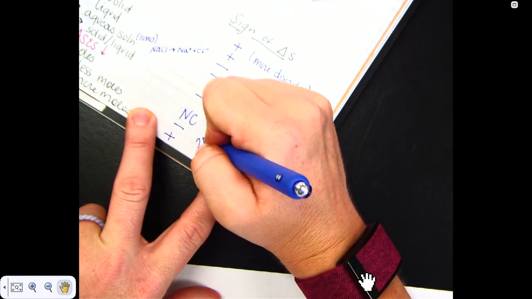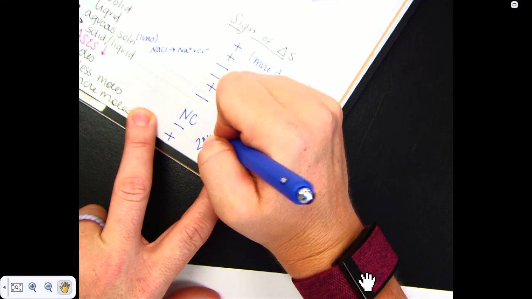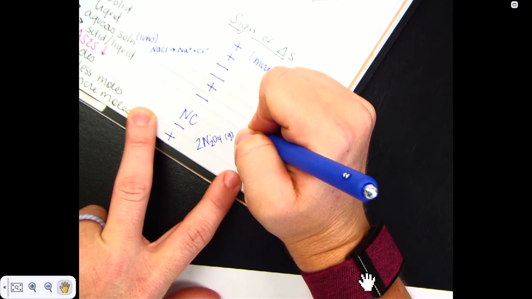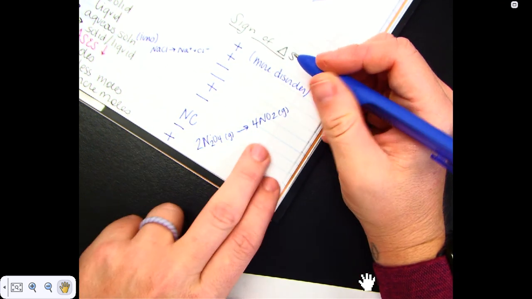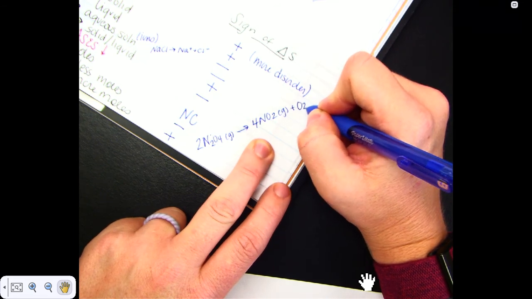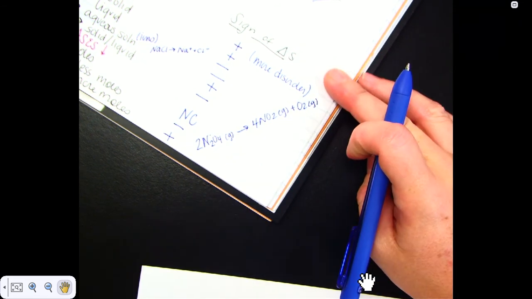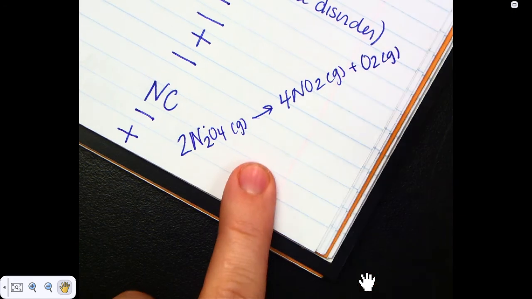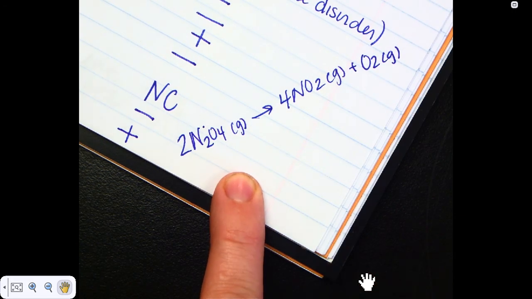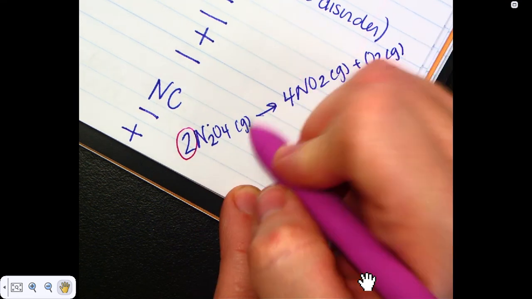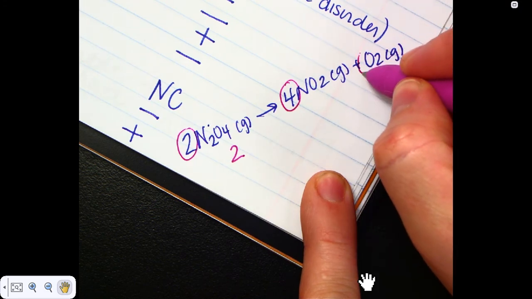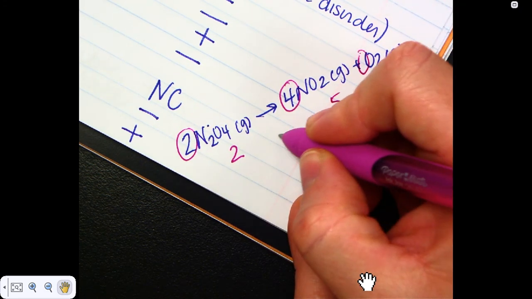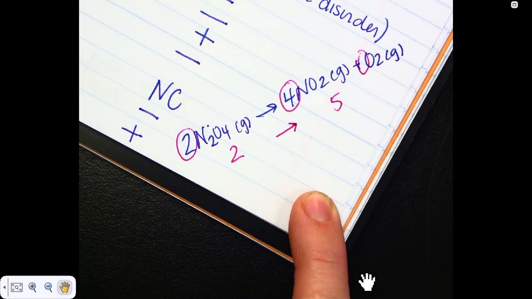So if I have the reaction 2N2O4 gas going to 4NO2 gas and O2 gas. What I mean by talking about the moles, let me zoom in here just a little bit. On my reactant side, I have the coefficient of 2, so I have 2 moles. On the product side, I have 4, and then I have the invisible 1, so I have 5 moles. So I'm starting with 2 moles, and I'm going to 5 moles.